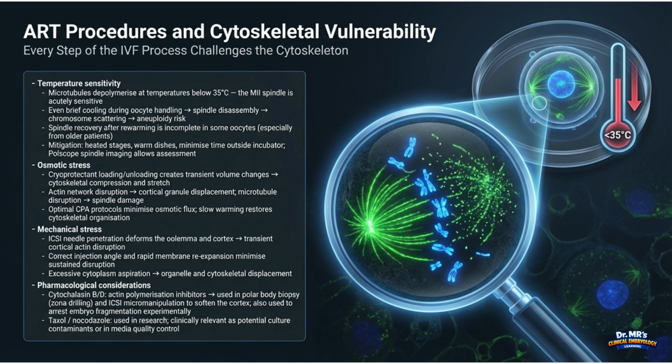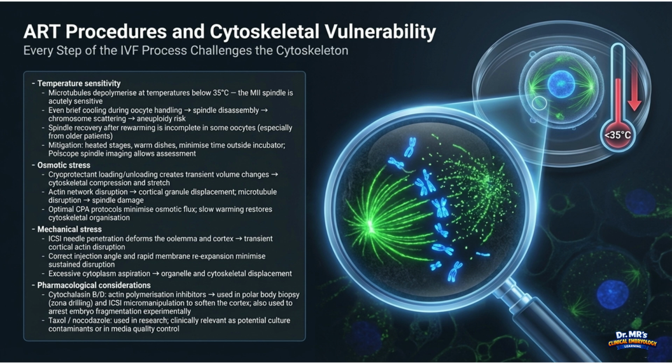And then there's ICSI. This is perhaps the most direct, aggressive mechanical intervention we perform. We take a rigid glass needle, push it deep into the cell, and physically break the plasma membrane to deposit a sperm. That is a massive mechanical shear stress that violently tears the cortical actin network at the exact site of injection. Which is why operator technique is the defining variable in ICSI survival.